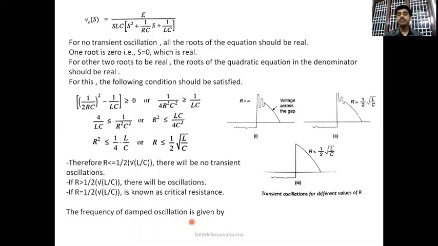The frequency of damped oscillations is given by 1 by 2 pi times the square root of 1 by LC minus 1 by 4 C square R square. It corresponds to complex conjugate roots.